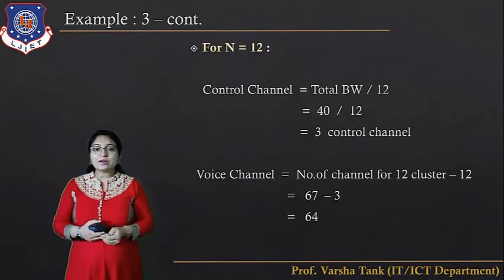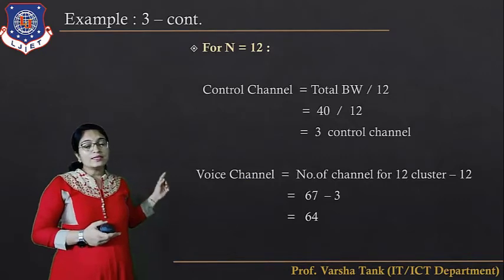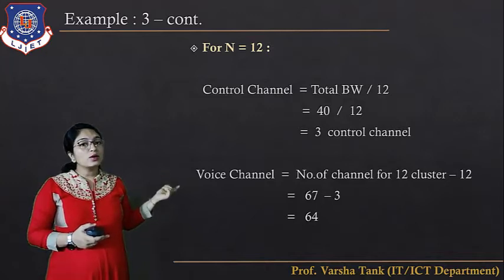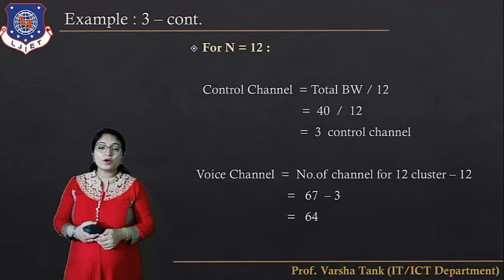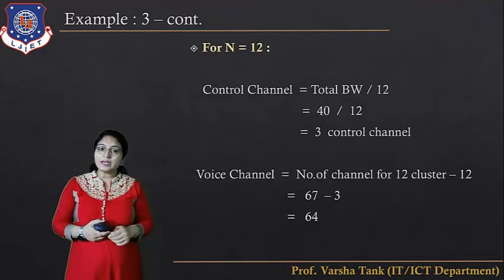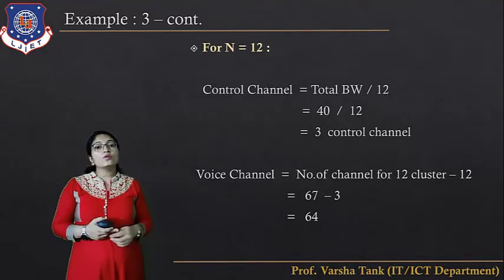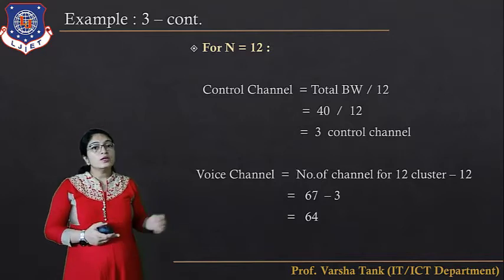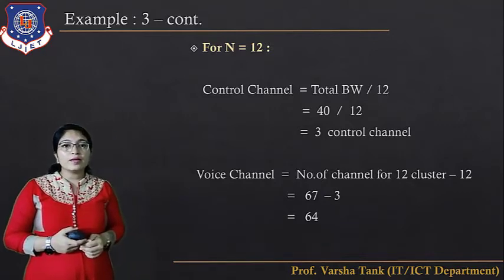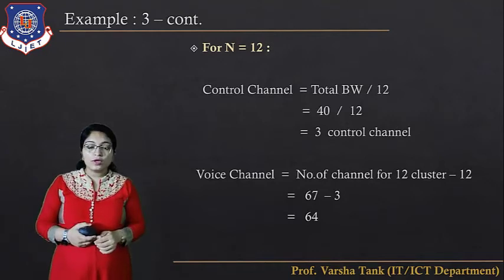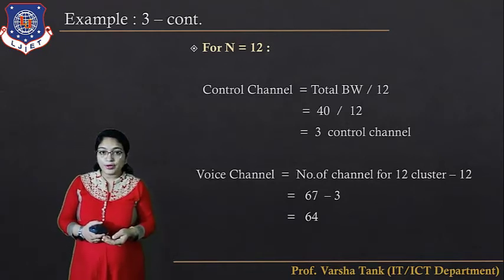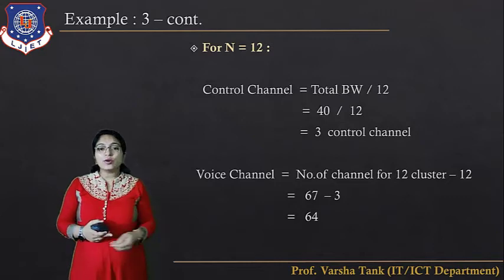Now for n is equal to 12, that means reuse factor n is equal to 12. Control channel is equal to the total control channels divided by 12, so 40 divided by 12. If you calculate 40 divided by 12, about 3 control channels are there. Here every time you have to take the round off, because a channel cannot be a fraction. So 3 control channels are there.